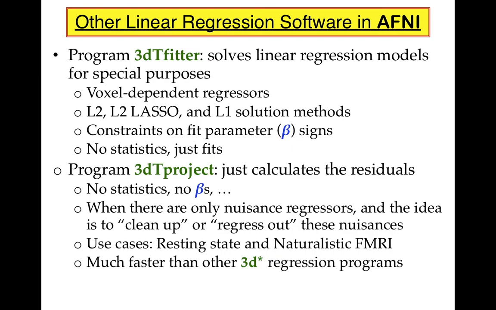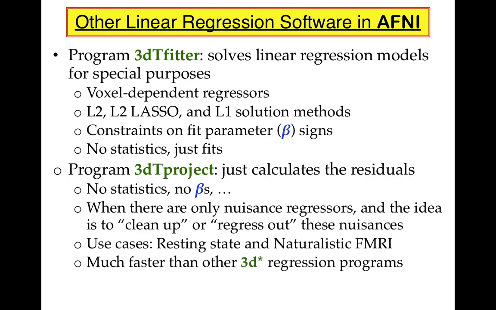There are a couple of other linear regression programs in AFNI, which I'll mention for completeness. There's a program called 3D Fitter. This solves linear regression models that you construct yourself. You construct the regression columns yourself somehow. It doesn't have any block model or something like that built in. One of the things it allows, though, is voxel-dependent regressors, and it has different solution methods, not just least squares, but it has a method called lasso least squares, L2 lasso, and it also has, instead of least sum of squares, least sum of absolute values solution methods.